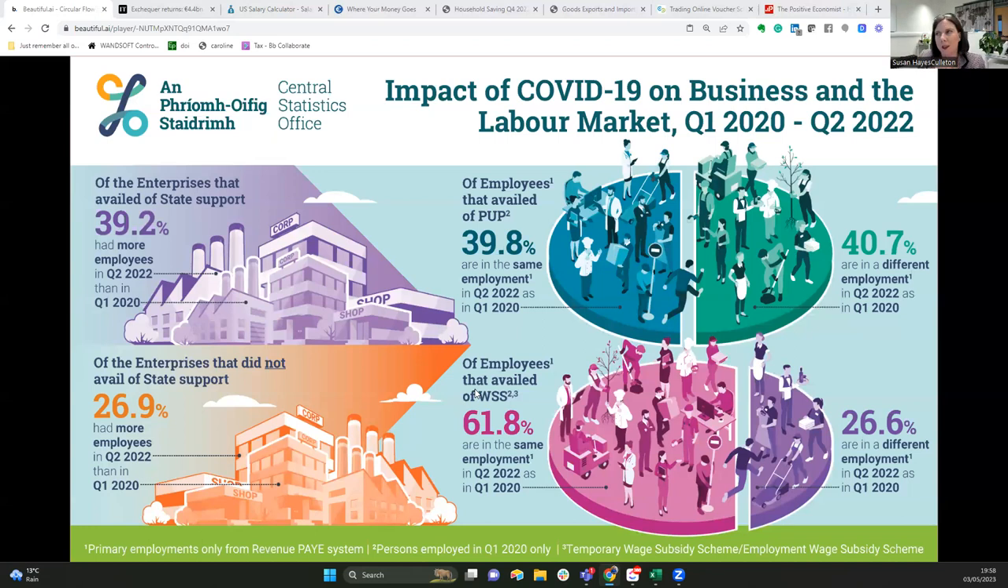Now, the WSS was different. That was the wage subsidy scheme. And in this case, it was to keep people in their jobs. So to maintain them in a job where the company had seen a significant drop in revenue, they were receiving money from the government in order to maintain people in their jobs. Whereas the pandemic unemployment payment was for people who had been let go from their jobs. Big difference there.